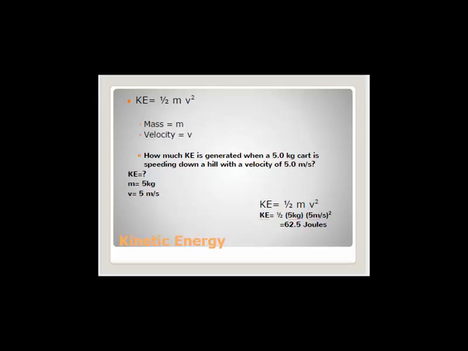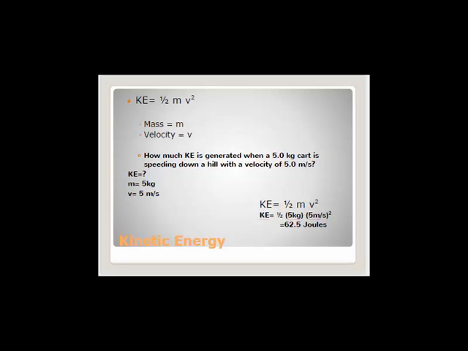KE equals 1/2 mv squared. Now we'll substitute in everything we know. m is 5 kilograms and v is 5 meters per second, and we're going to quantity that and square it. Now you must put this into your calculator carefully.